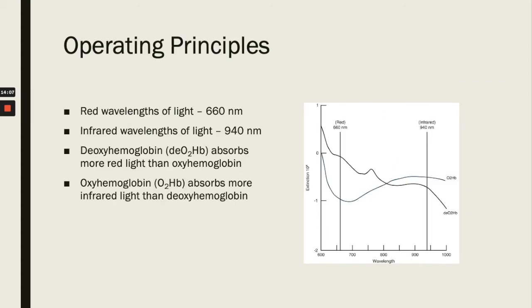So next, like I said, red wavelengths of light are at 660 nanometers, and infrared wavelengths of light are at 940 nanometers. Deoxyhemoglobin absorbs more red light than oxyhemoglobin, and we see the deoxyhemoglobin absorbing higher than the oxyhemoglobin. This blue line absorbs more red light, and then it absorbs less infrared light than oxyhemoglobin. So oxyhemoglobin absorbs more infrared light than deoxyhemoglobin.